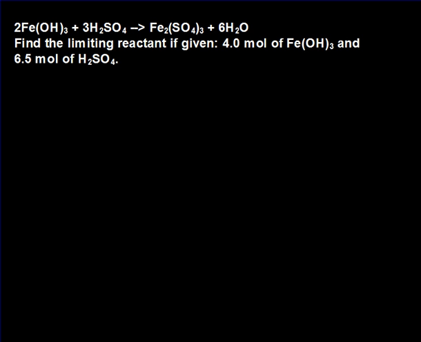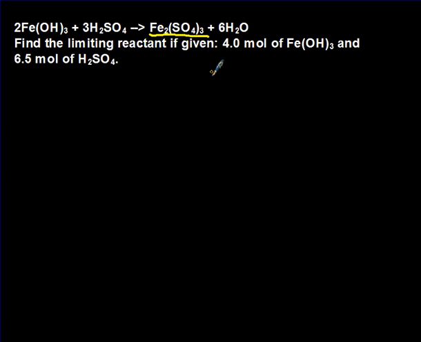Okay, in this problem here, we're going to find a limiting reactant when we're given molar amounts. To find limiting reactants, you first want to pick what product you're going to convert your given amounts to. In this case, we're going to convert it to Fe2(SO4)3. So we're going to convert our molar amount of Fe(OH)3 to Fe2(SO4)3, and then we're going to convert our molar amount of H2SO4 to Fe2(SO4)3.